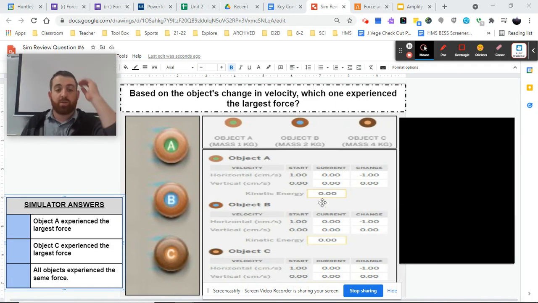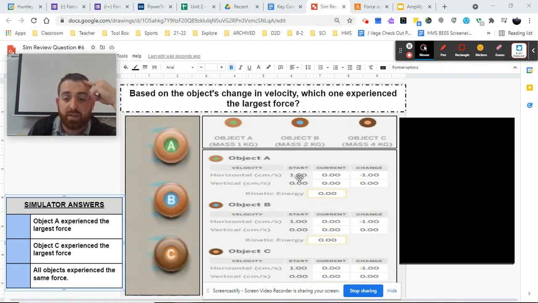And if you notice, we have object A, B, and C, and now object A, B, and C all have different masses. Object A has a mass of 1, object B has a mass of 2, object C has a mass of 4. And each of these objects had a force applied to them and this force caused the velocity to change. So let's take a look at what happened.